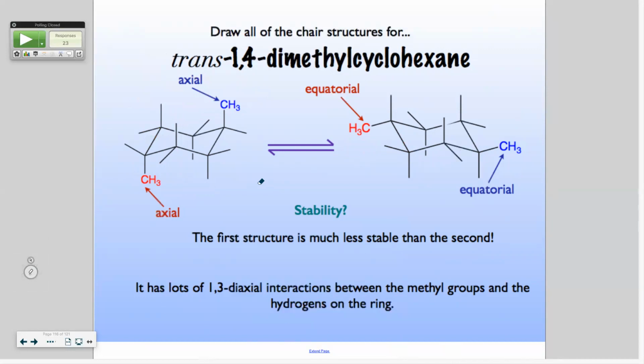Okay, so here is the trans. Once again, this is carbon 1, and this is carbon 4. We'll make them match. Notice that they're trans. How do you know they're trans? Because one is up and one is down. And then what happens when we flip them? We go from axials to equatorials. The one that's up is still up, the one that's down is still down. That methyl is still down, but it's equatorial now. Now when you look at these, which one do you think is more stable?